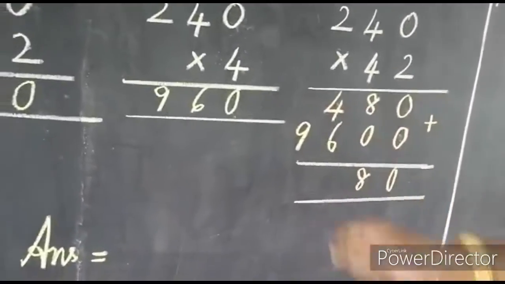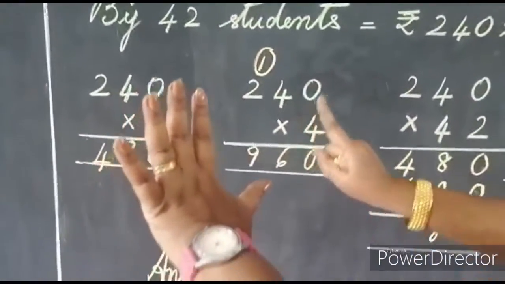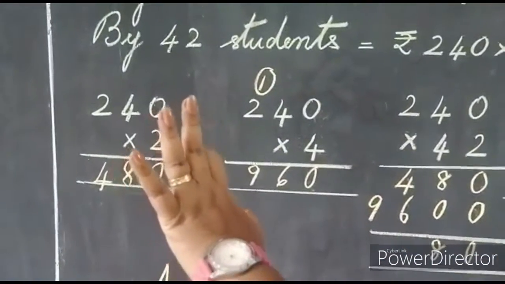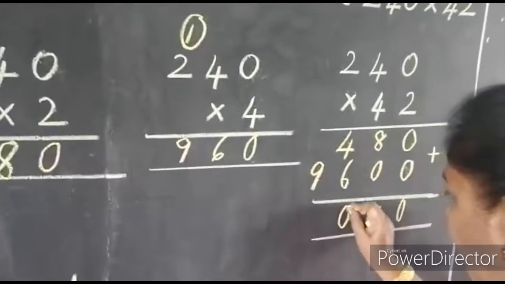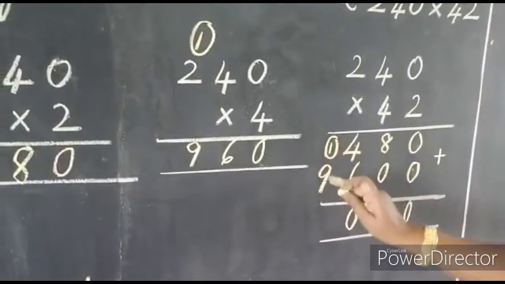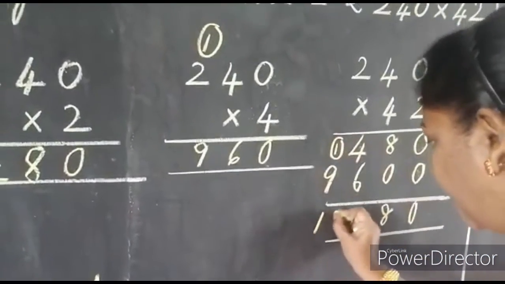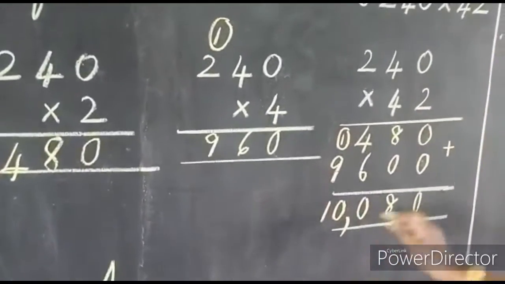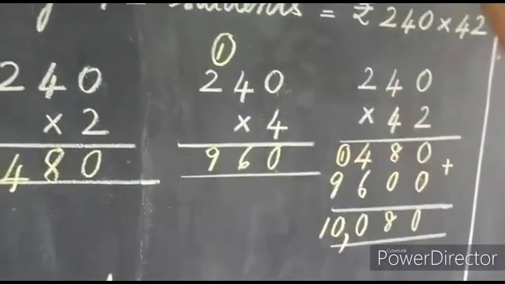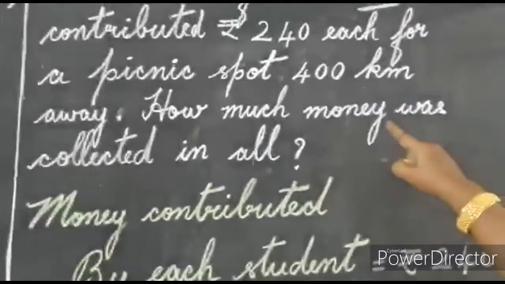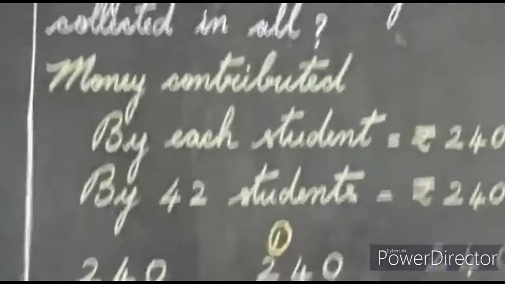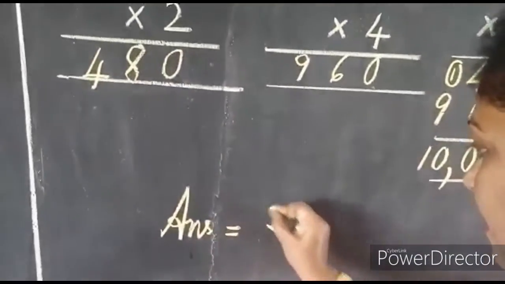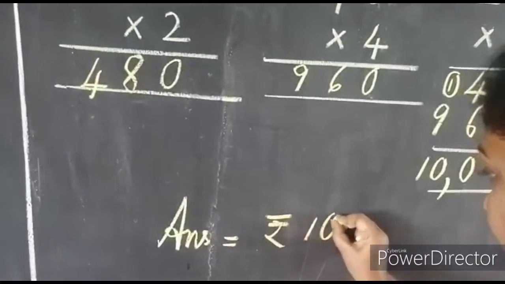4 in the mind, take 6 fingers. After 4, 5, 6, 7, 8, 9, 10. So 0 and carry over 1. 9 plus 1 is 10. The answer is 10,080. How much money? When money is given, you have to write the unit as rupees. So rupees 10,080.